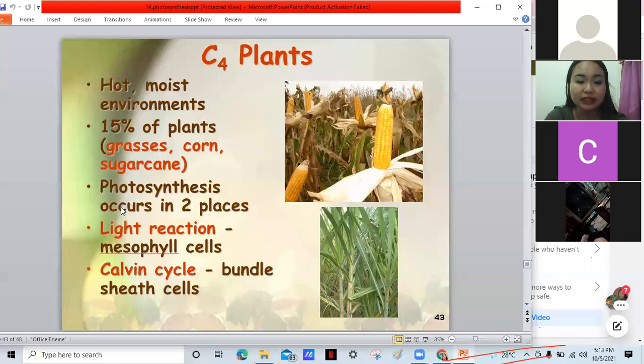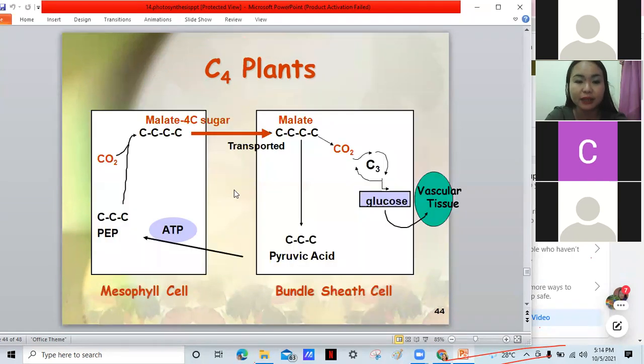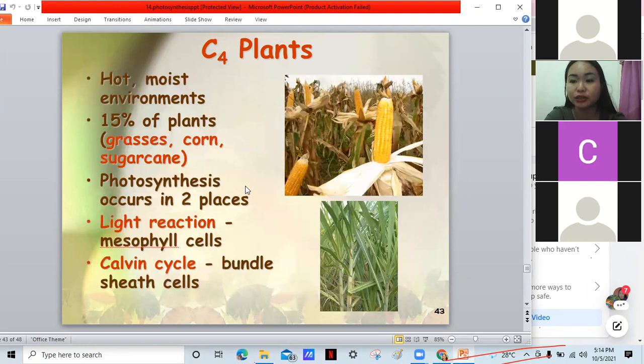Their photosynthesis occurs in two very unique places. First, the light reaction occurs in their mesophyll cells, while the Calvin cycle occurs in their bundle sheath cells. This was shown to you in the previous video. It is illustrated here: in the mesophyll cell, PEP is converted to malate, a 4-carbon compound. This malate is then transported to the bundle sheath cell to produce glucose for the vascular tissue. So simple as that. Those are the C4 plants: the grasses, corn, and sugarcane.